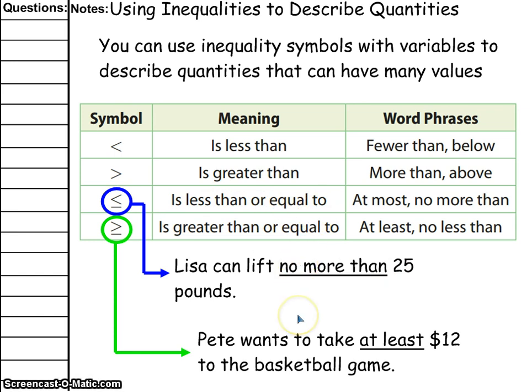So another phrase to help you remember how to read greater than or equal to: Pete wants to take at least $12 to the basketball game. So that means he wants to take $12, and if he can get more out of his mom and dad, he probably won't argue, right? So we want to include $12, or let's say his mom's feeling generous and she gives him $15. He's going to be okay with that. So that's why we want to include 12, so that's why it's greater than or equal to. So at least $12 or more.